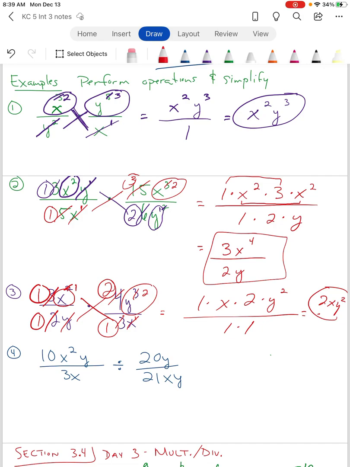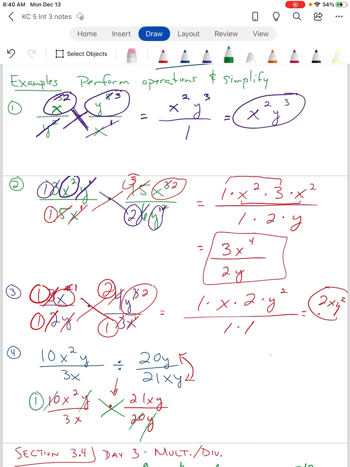Now the only difference with number 4 is that when you are dividing, you need to change that to a multiplication problem. So I'm going to multiply by the reciprocal of the second fraction. Okay, so the reciprocal again is just flipping this fraction. Then it's the same thing we were doing before. So you're looking across and solving. So my y's cancel out.